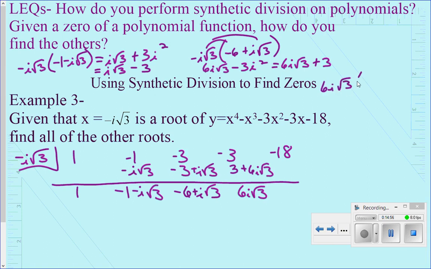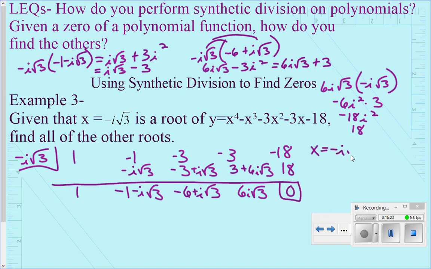6i root 3 times negative i root 3. So a positive times a negative is a negative. 6 times 1 is 6. i times i is i squared. And root 3 times root 3 is 3. So that gives me negative 18i squared. And that simplifies to positive 18. So we got the 0 remainder, which means that negative i root 3 is definitely a root.